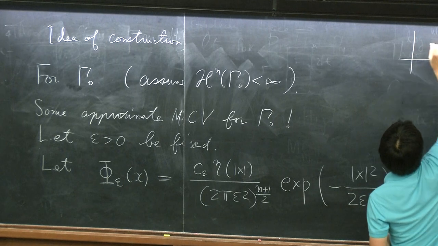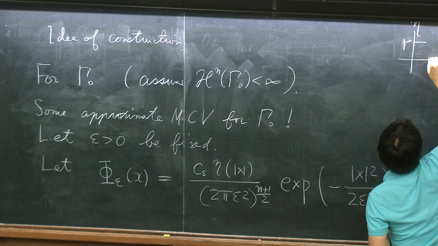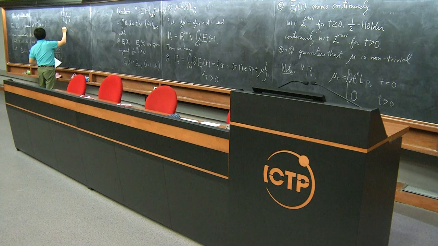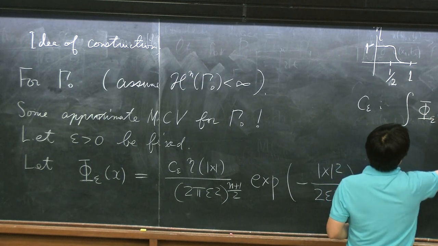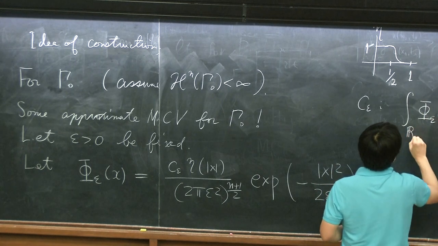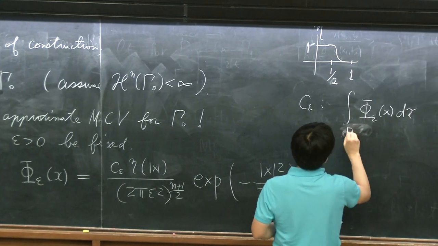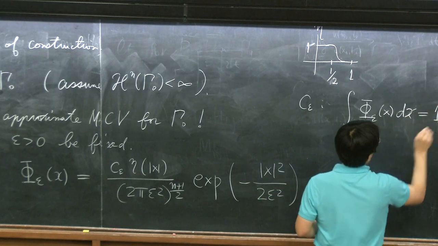Eta is just a cutoff function, which is 1 up to 1/2 and then becomes 0 by 1. So this eta is this function. And the C epsilon is chosen so that this integration on R^(n+1), where you just need to integrate over the ball of radius 1 because of this cutoff function, becomes 1, okay?